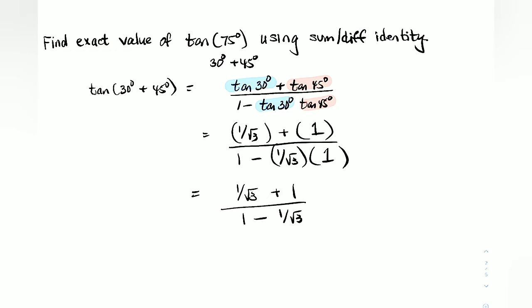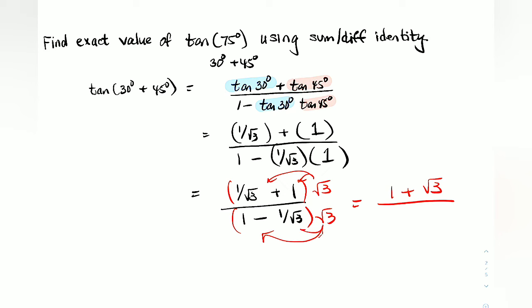Now, we could do better than that. This is a complex fraction, which means we should multiply everything by the common denominator. Turns out that they all have this, the common denominator is root 3. So I'm going to multiply everything by root 3 to knock out the complex fraction. And when we do that, root 3 multiplied to each term would give me 1 plus root 3. And downstairs, we would have root 3 minus 1.